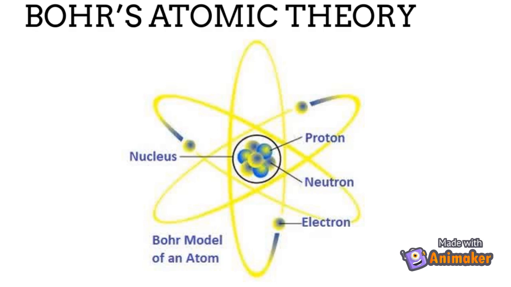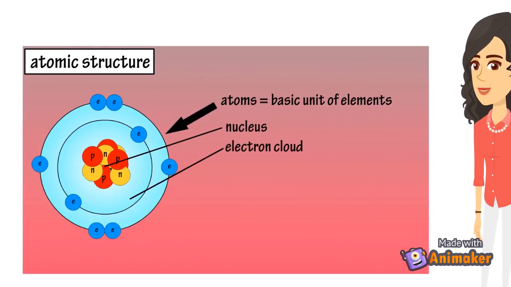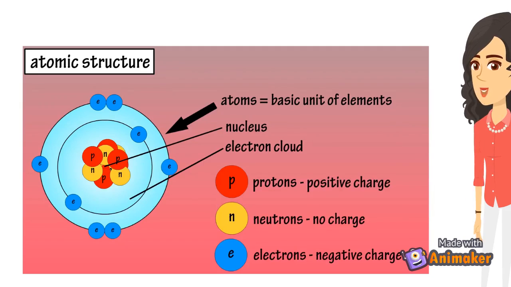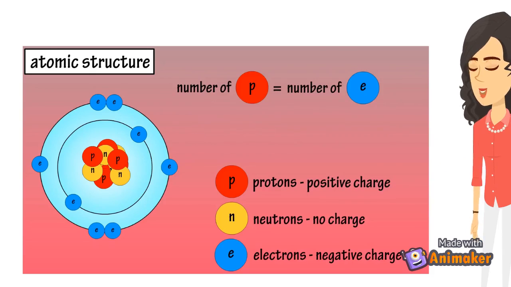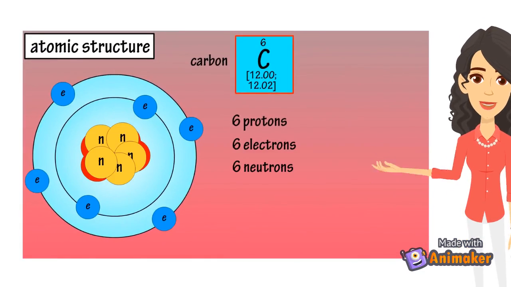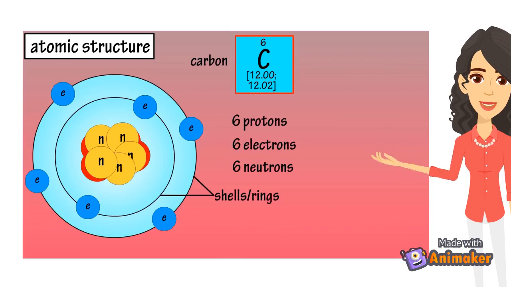According to Bohr, atoms have a planetary structure that consists of a central nucleus, surrounded by orbiting electrons. An atom is a basic unit of elements. They have a nucleus and an electron cloud around the nucleus. The atomic particles include protons and neutrons, which are located in the nucleus, and the electron, which is located in the electron cloud. Proton has a positive charge, neutron has no charge, and electron has a negative charge. The number of protons and electrons are the same. If we look at the element carbon, there are 6 protons, 6 electrons and in most cases 6 neutrons. We can see the electrons in shells or rings around the nucleus.